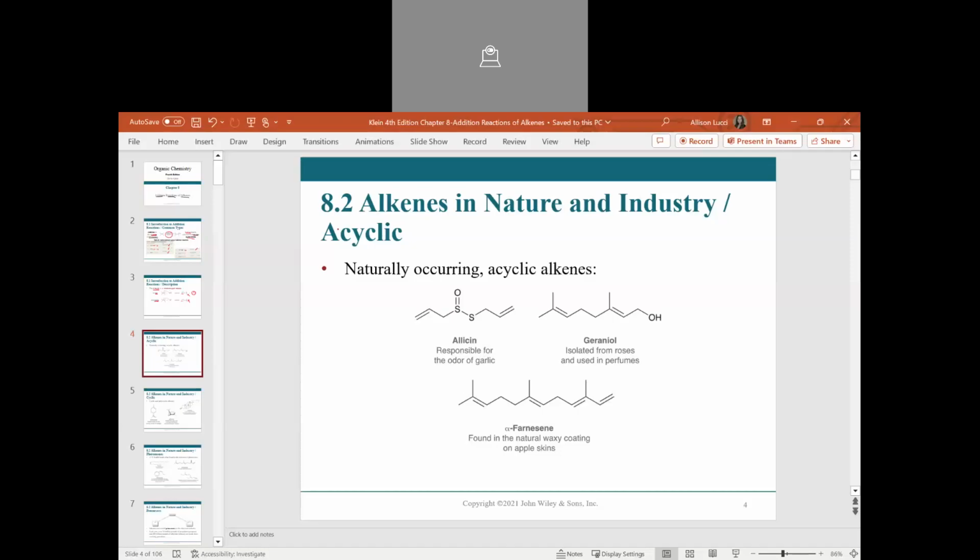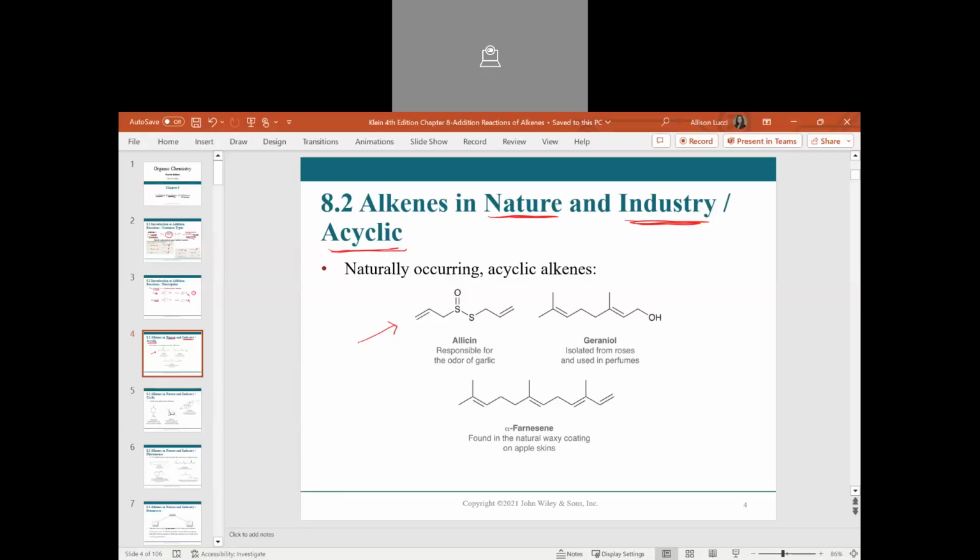So let's take a look at section 8.2, also dealing with alkenes, of course. But these are looking at some that are naturally occurring and some that are used in industrial ways. In general, this slide is listing acyclic alkenes. That means there's no cyclic structures, right? There's no rings involved.